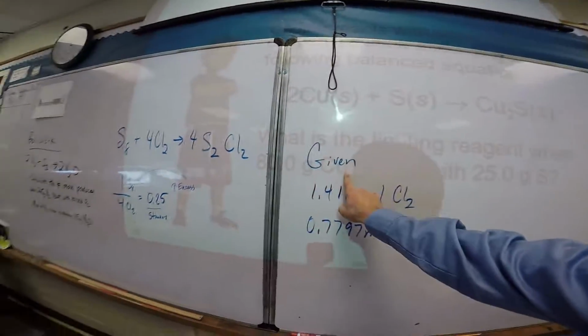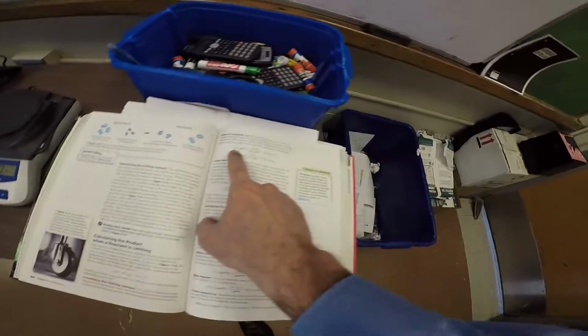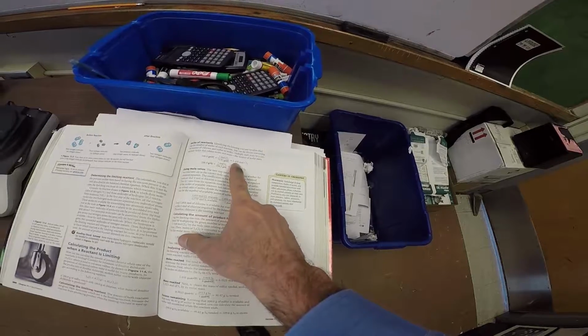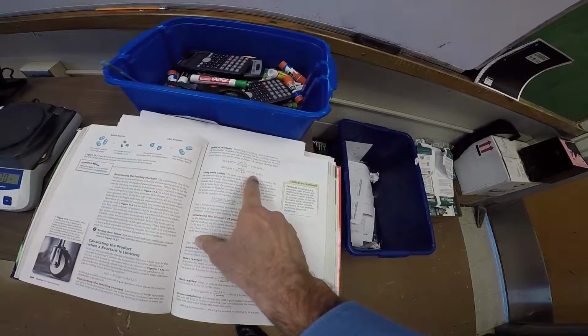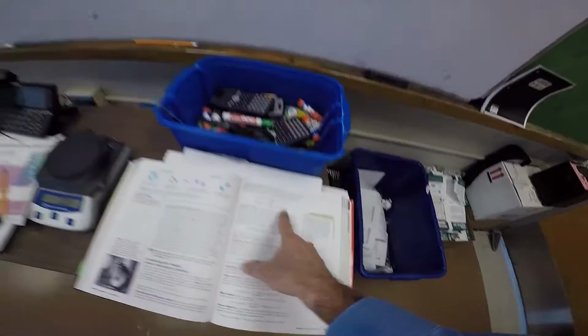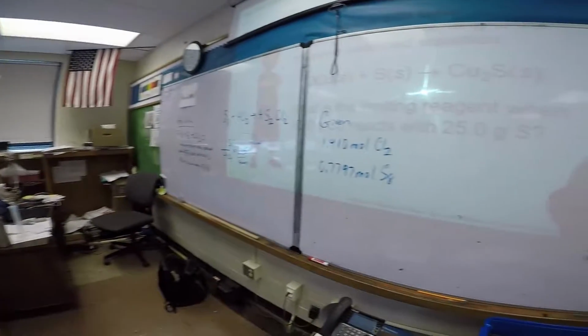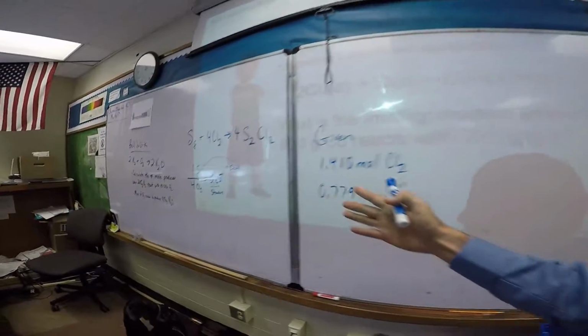So they're given, in the book, they gave us 100 grams, so that's 1.410 moles Cl2, and 200 grams, so that's 0.7797 moles of S8. Does everybody see that? Yes, I see it. Now what you're going to do, you're going to compare it to this.